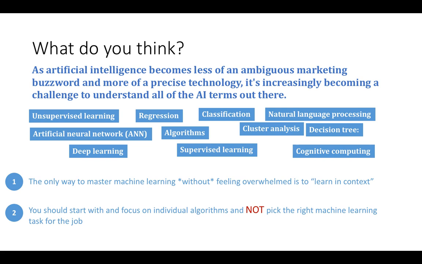The first statement is: the only way to master machine learning without feeling overwhelmed is to learn it in context. Do you agree with me or not? What we are trying to say is that if you don't want to get confused by these too many terms out there, try to think of them in the context of doing work, in the context of doing some machine learning tasks, then that is the best way. Do you agree with me or not?